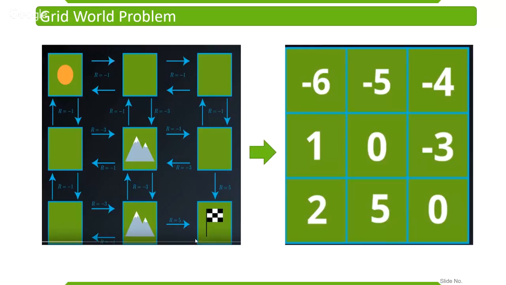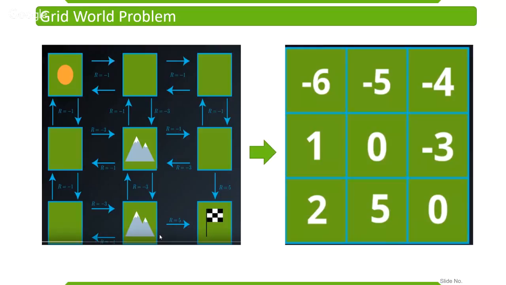So if I look at -6, whichever path the agent takes, it will receive -6 reward. But if the path changes, the cumulative reward will also change. So from here we can see that these values are calculated by summing up the rewards that the agent gets while navigating to the main goal where it has to reach.